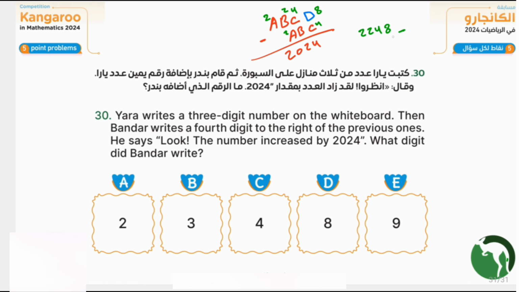Now if we subtract 224 from this number, we will obtain 2024, and D is the correct answer.